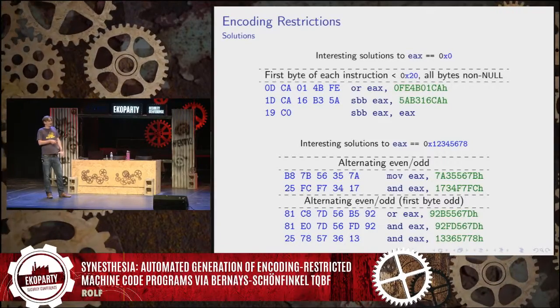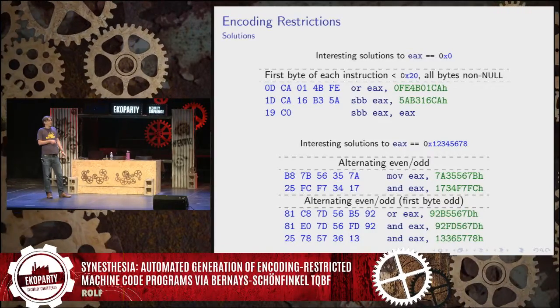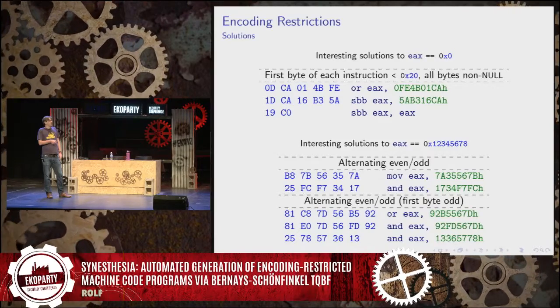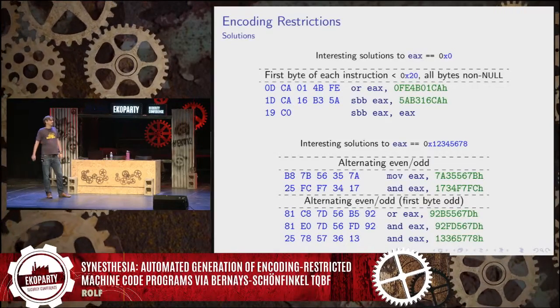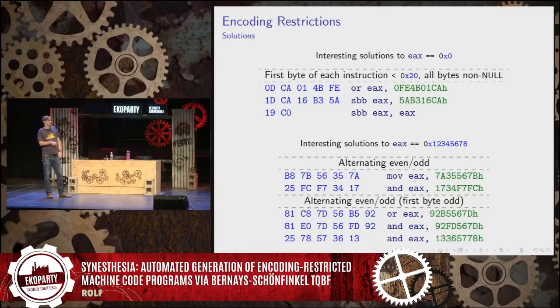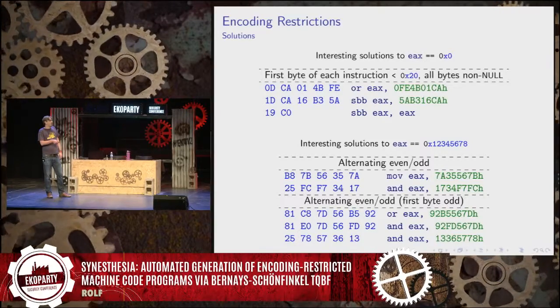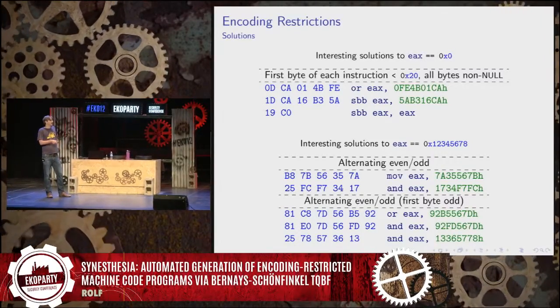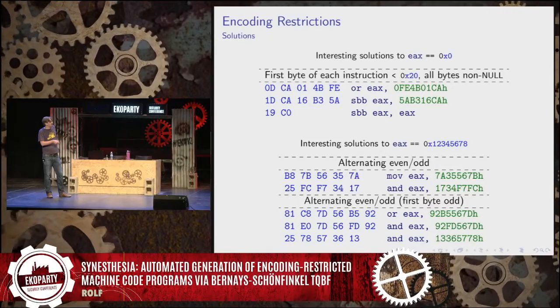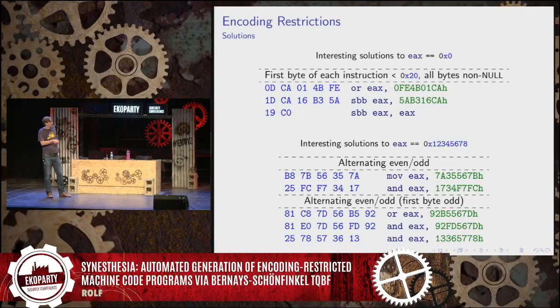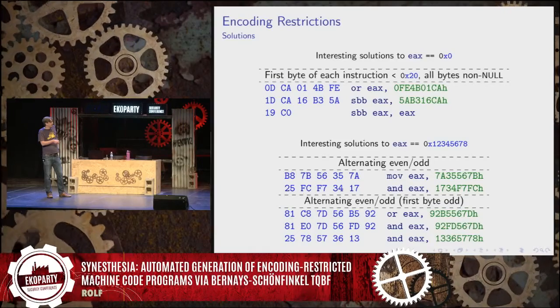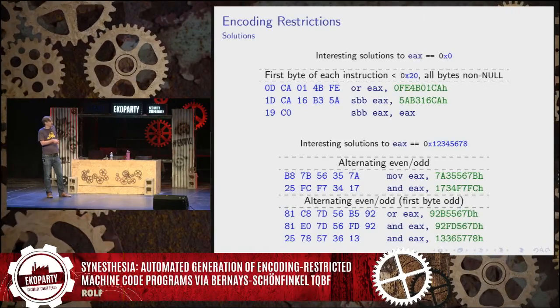Here's some more interesting ones. Let's say I want my shellcode to produce EAX equal to 1, 2, 3, 4, 5, 6, 7, 8 hex, and I say the bytes have to alternate between even and odd. And in fact, if we look at the solution, we can see the first byte is even, second one is odd, first is even, second is odd, and so on.